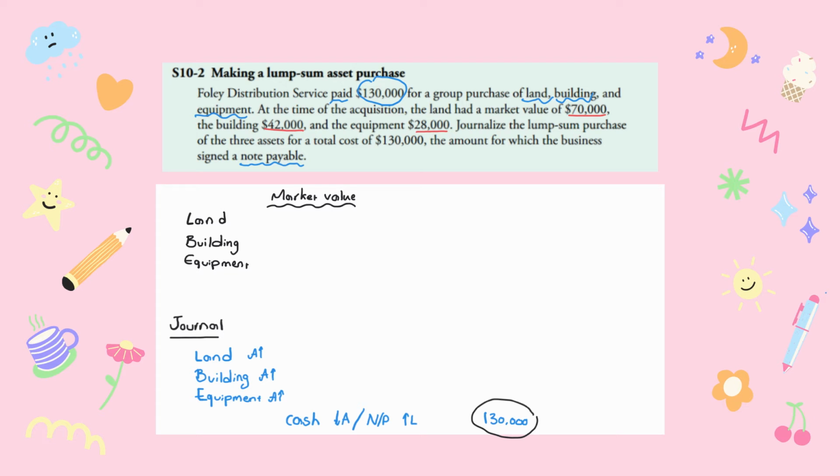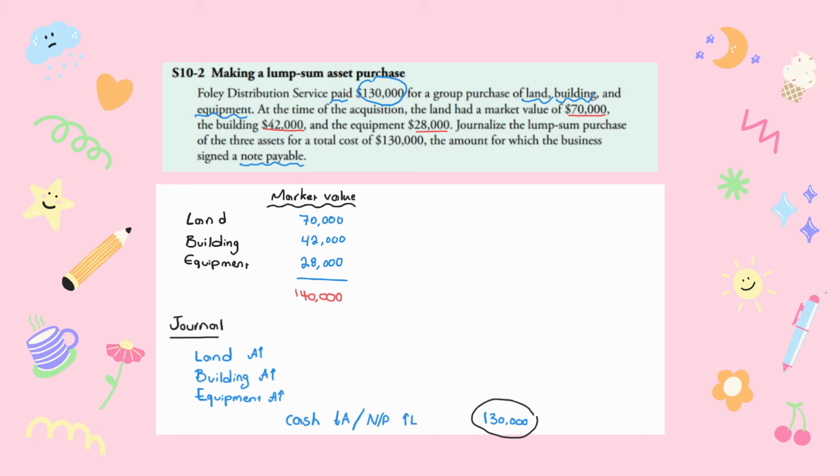So we're gonna decide how we assign the 130,000 to each asset based on the relative market value. So how can we do that? Let's see. The land market value is 70,000. The building market value is 42,000. And the equipment is 28,000. So again, if we add them up, the total will be 140,000.